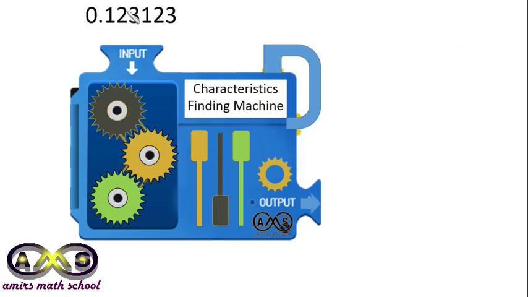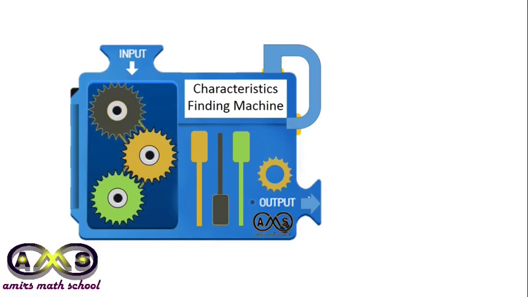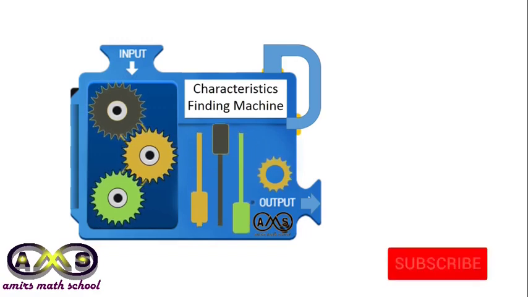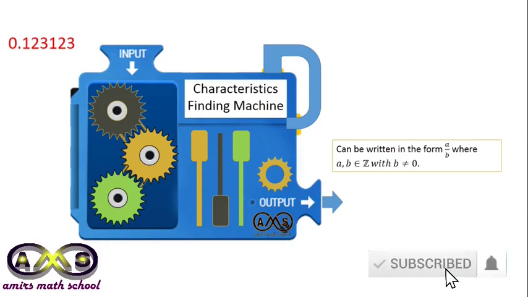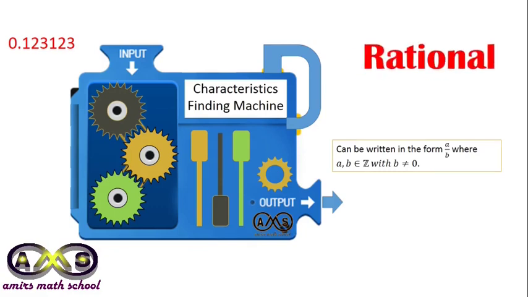The next one is 0.123, then 123. So we take this number as input. After taking input, the machine starts processing. After processing, the machine gives one characteristic, that is, can be written in the form a by b, where a, b belong to the integer numbers Z, with b not equal to 0, which is very much similar to the previous one. That is, the given number is a rational number.